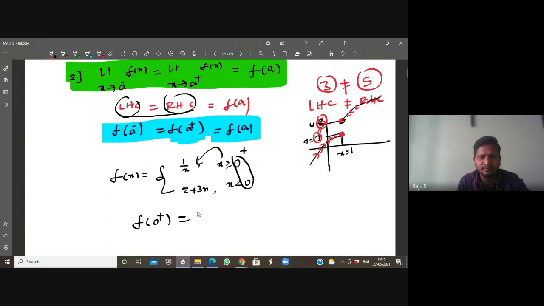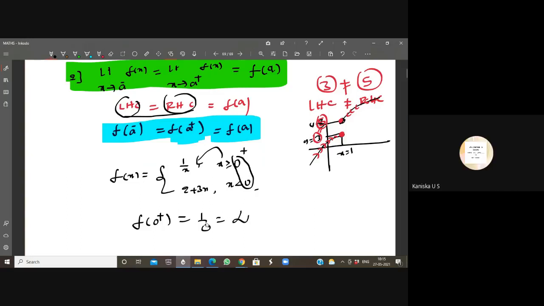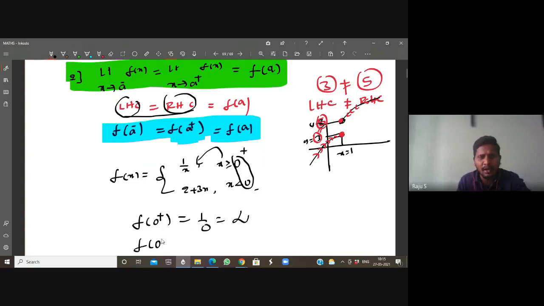What is f of 0 plus? Substitute 0 here. Students, 1 by 0, and 1 by 0 means infinite. So what is 0 minus? 0 minus means the lesser than condition will give. For 0 minus, substitute 0 here: 2 plus 3 into 0, that is 2. See here, one of the limits is infinity. Here RHC, the right hand limit, is infinity, but the left hand limit is finite.